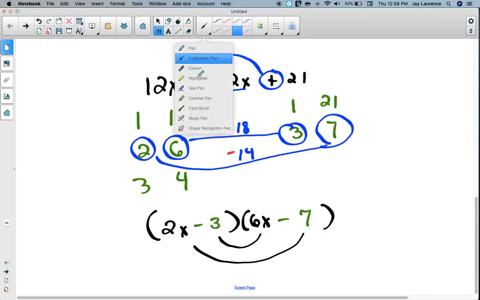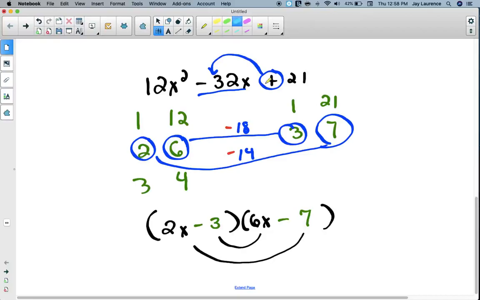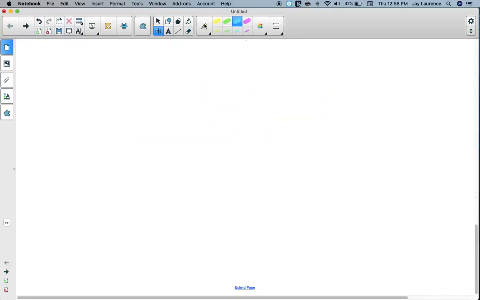Now, notice what I just pointed out on the last problem. The C term was positive. B's sign showed up twice. 1, 2. There you go. Okay, that's a good check. Let's do one where the C term is not positive.